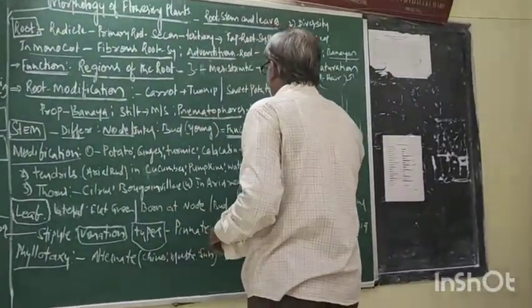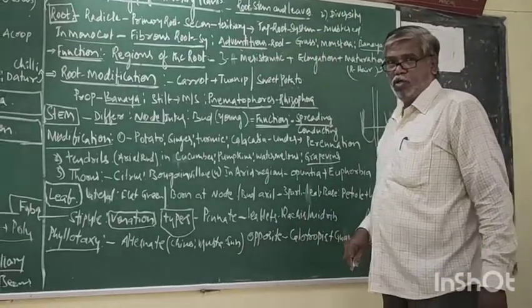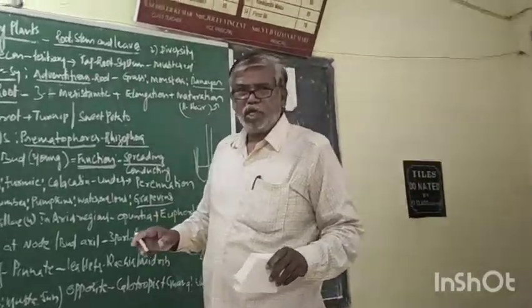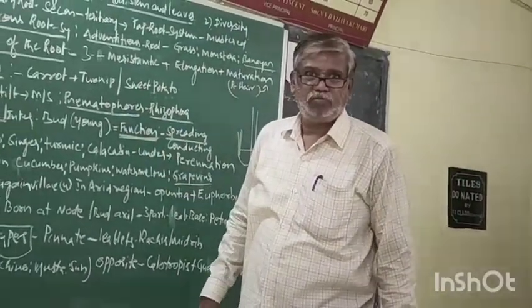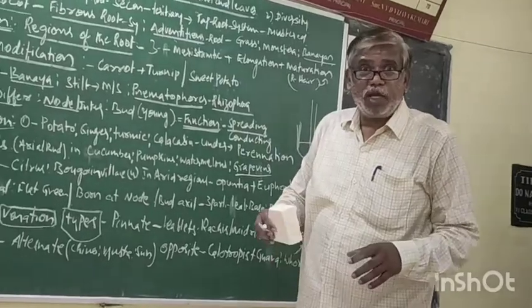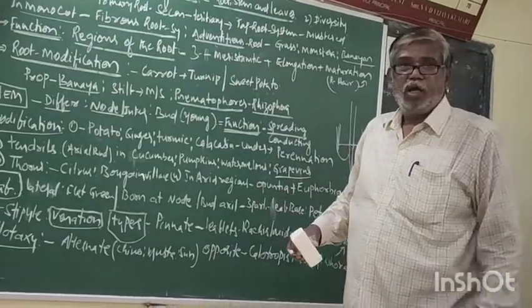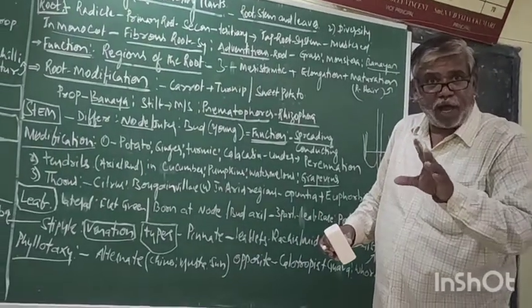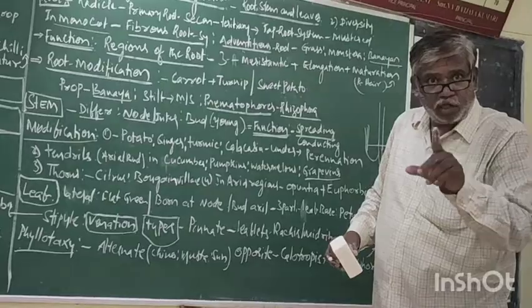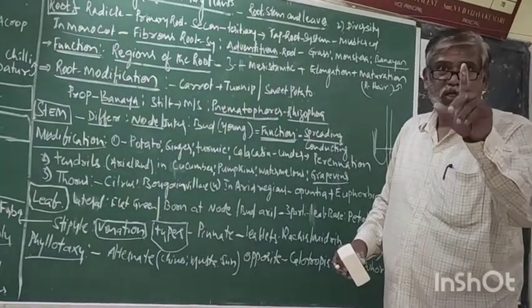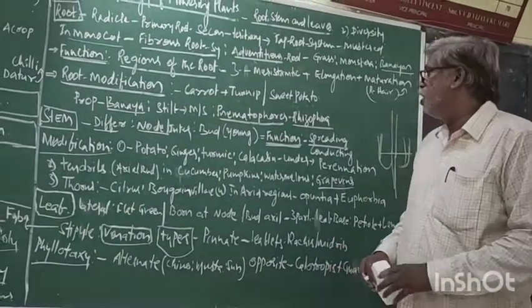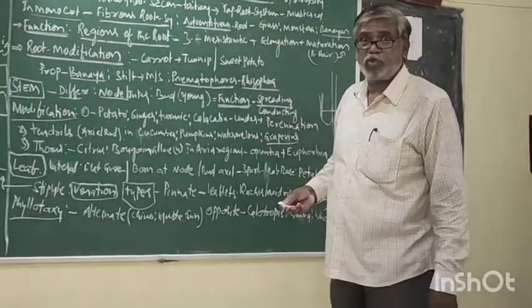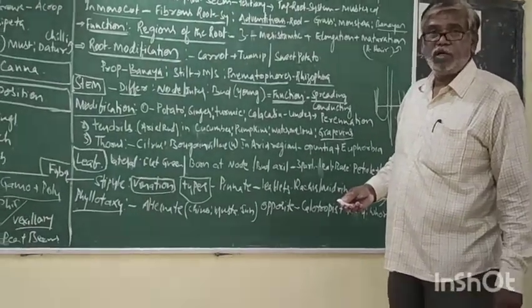Now come to the function of the stem. The stem mainly helps in spreading the plant body. The plant body is spread by the stem. That means the stem forms the branches, branches form the leaves, and also branches form the flowers. The next function: it also helps in conducting water due to the presence of xylem and phloem.